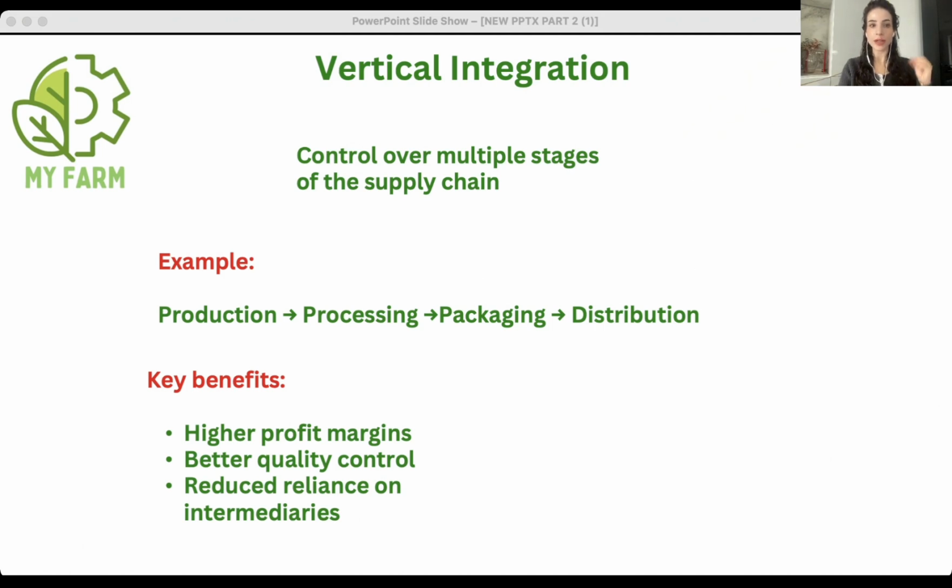In terms of vertical integration, it occurs when a company expands its control over multiple stages of the supply chain. For example, a farm that not only grows products but also processes, packages, and distributes it directly to retailers. This approach indeed can improve profit margins, ensure quality control, and reduce dependency on intermediaries.